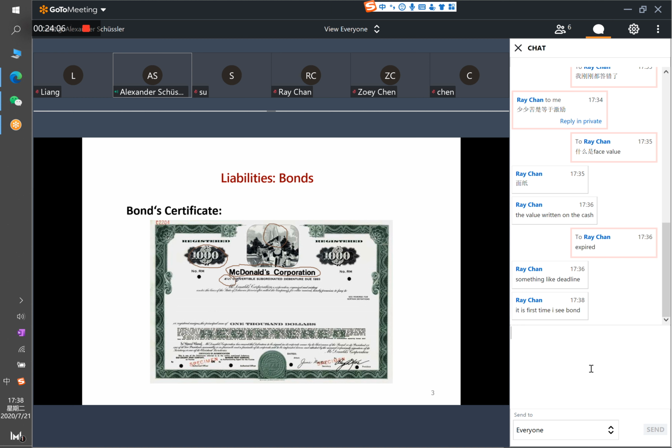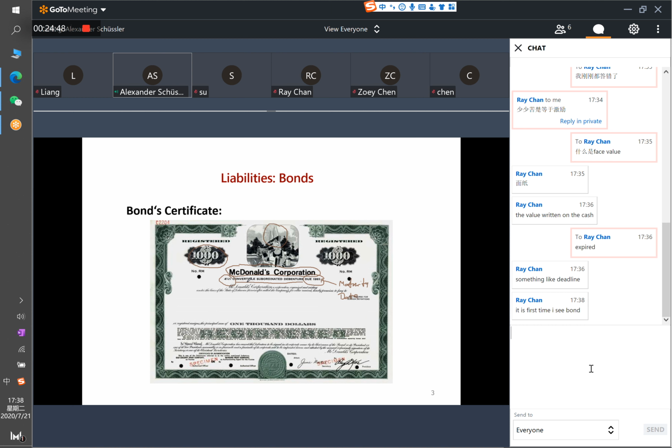It is a convertible subordinated debenture, and it is due in 1993. So this is the maturity date.